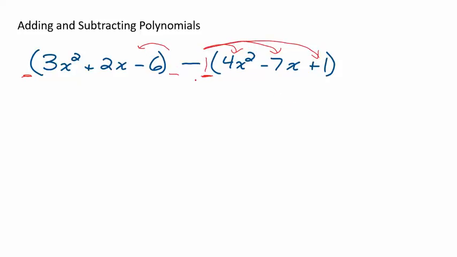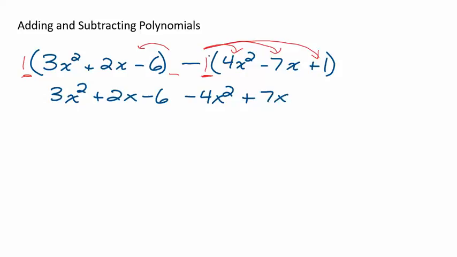So this is the key to subtracting polynomials: you have to think of this minus as a negative 1 multiplied or distributed through the second parentheses. If you'd like to think about distributing something through the first parentheses, you can. It's just going to be 1, and that is not going to change the value of anything inside the first set of parentheses. So the first polynomial is just going to remain like that. The second polynomial, I have negative 1 times 4x squared, which is negative 4x squared. I have negative 1 times negative 7x, which is positive 7x. And I have negative 1 times positive 1, which is negative 1.